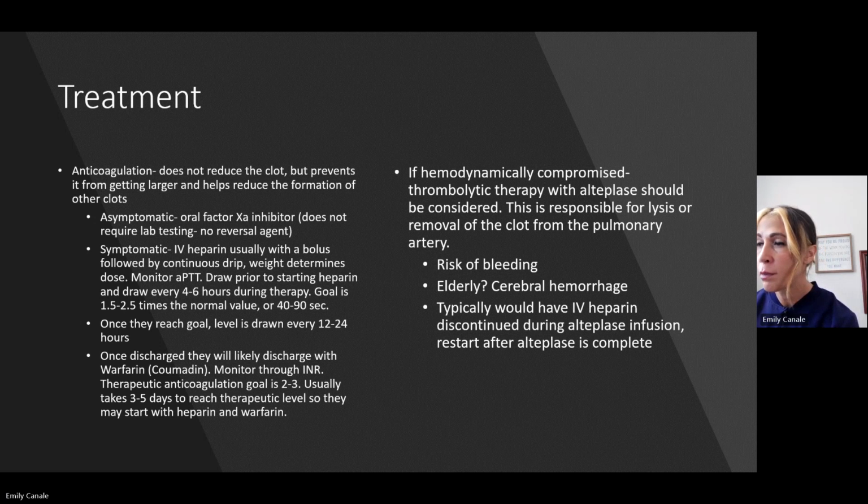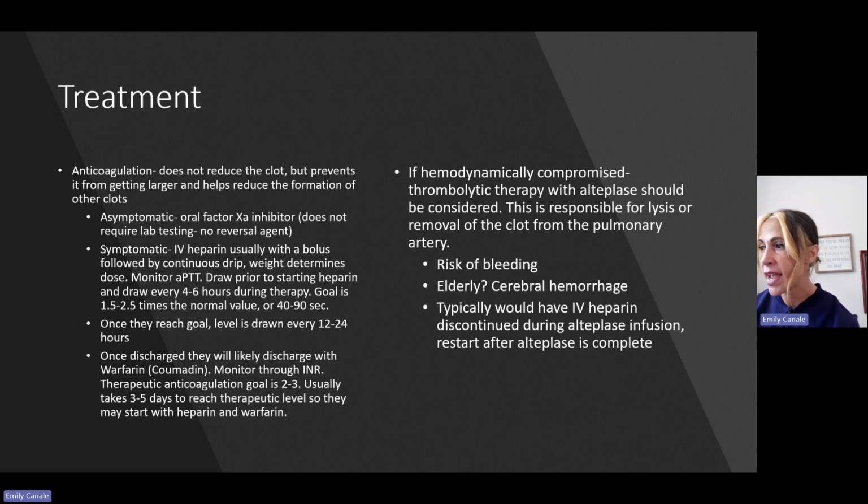So the provider is really going to choose the treatment based on how the patient looks, their risk factors, and if they have multiple comorbidities. So the medication therapy when treating an acute PE is typically anticoagulants. So that is not going to reduce the size of the clot. It's going to keep the clot from getting larger, though, and it's going to reduce the formation of other clots.